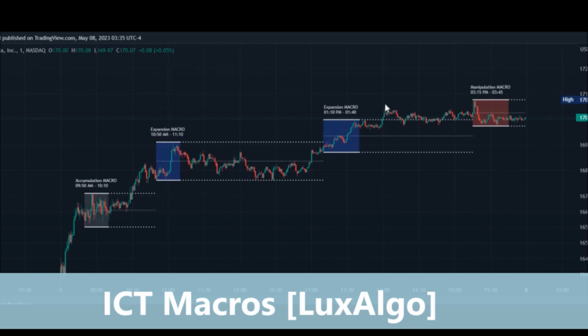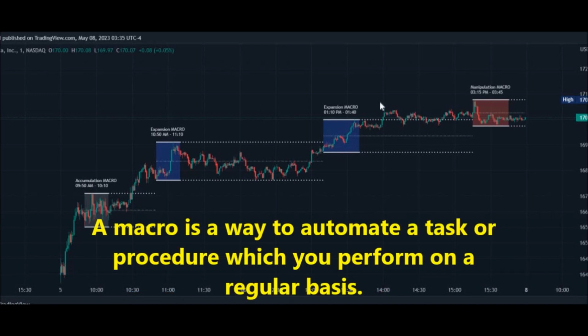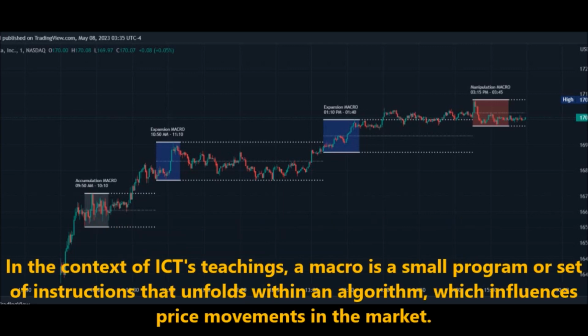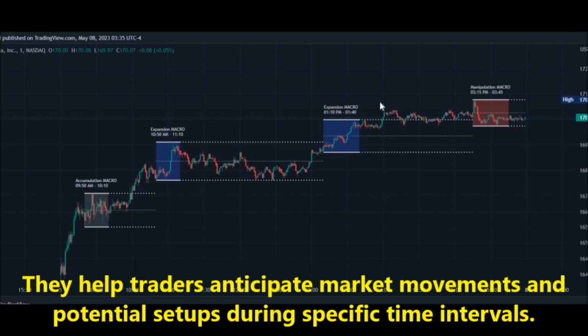You're supposed to understand that a macro is a way to automate a task or procedure which you perform on a regular basis. In the context of ICT teachings, a macro is a small program or a set of instructions that unfolds within an algorithm which influences price movement in the market. These macros operate at specific times and can be related to price runs from one level to the other or certain market behaviors during specific time intervals. They help traders anticipate market movements and potential setups during specific time intervals.